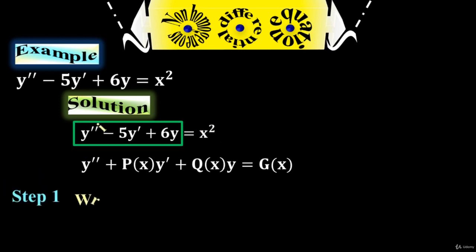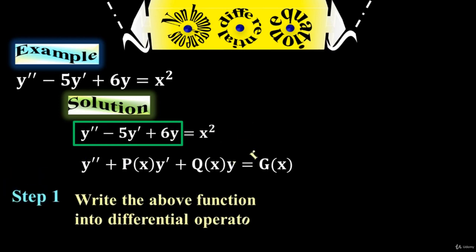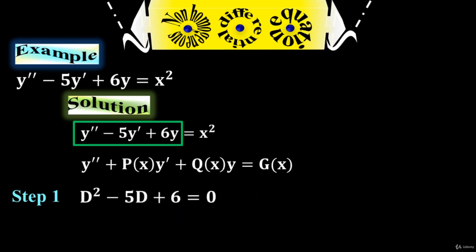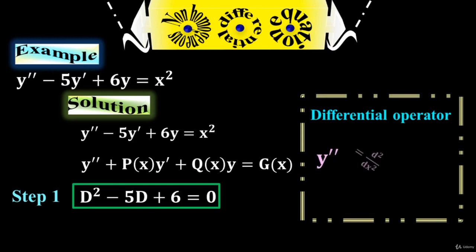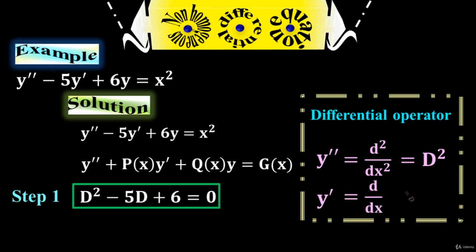Step 1. Write the above equation in differential operator form, which is D squared minus 5D plus 6 equals 0. How did we do that? y double prime is actually d squared over dx squared, which equals D squared, and y prime equals d over dx, which equals D. That's how we can put in the differential operator.